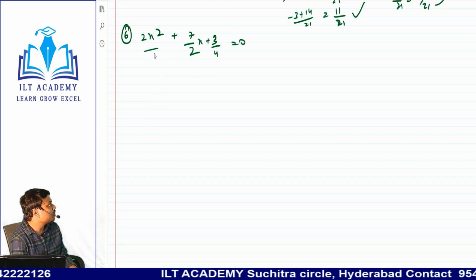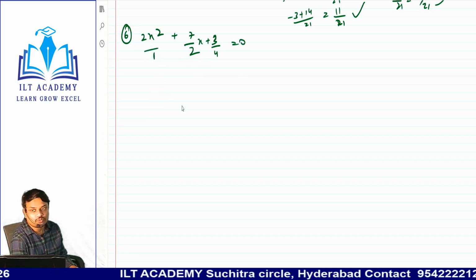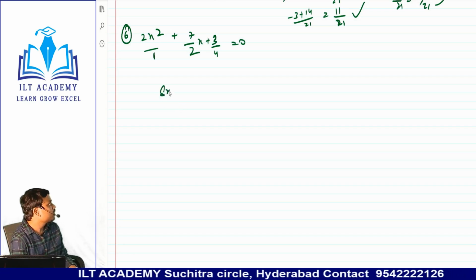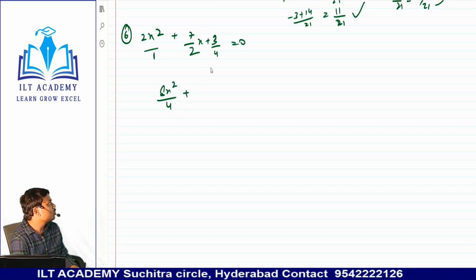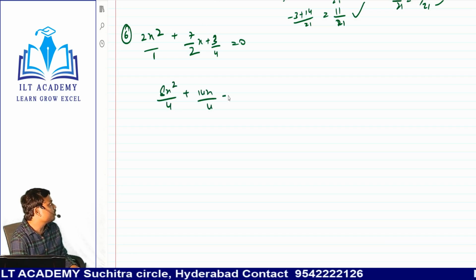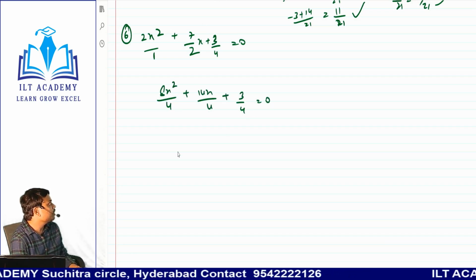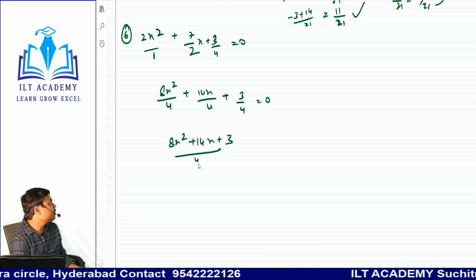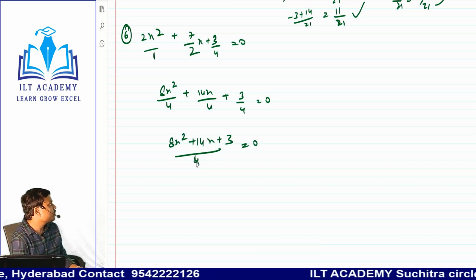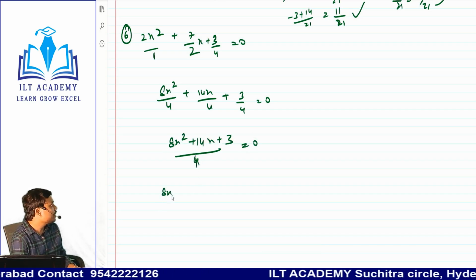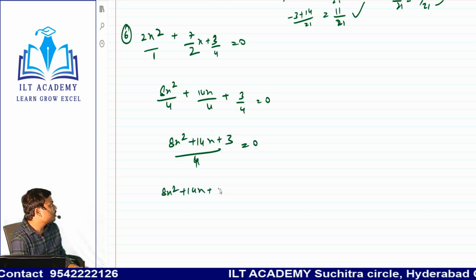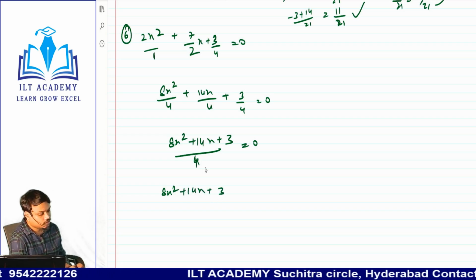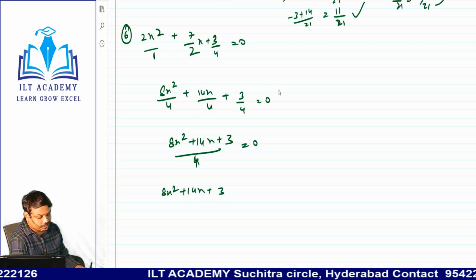So for the 4, how much is it? You need to multiply with what? 4 in the numerator and 4 in the denominator. So it will become 8x square by 4. Multiplying this by 2, 14x divided by 4. This will become 3 by 4 only. Clear? So the answer is 8x square plus 14x plus 3 whole divided by 4 is equal to 0. Here 4 goes that side. So 8x square plus 14x plus 3. Any doubts? Clear? Did not understand.